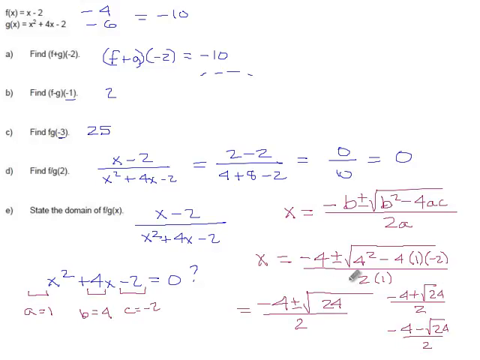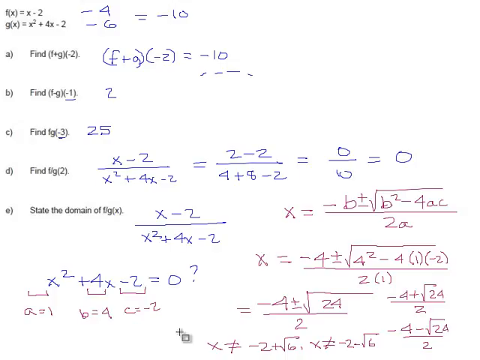Both of those clean up. If you divide everything by 2 and reduce the radicals, you get two values that aren't allowed. We get that x cannot be minus 2 plus root 6, and also x cannot be minus 2 minus root 6.